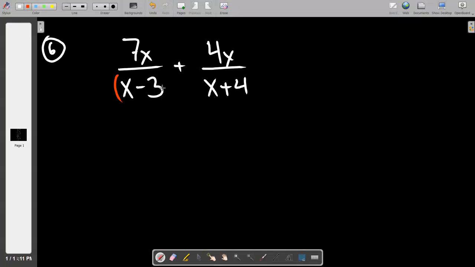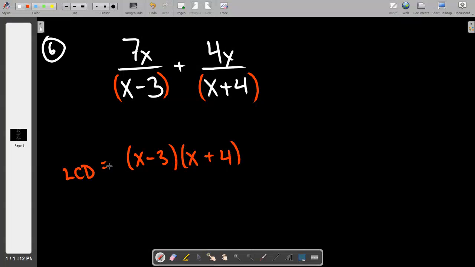This denominator is named x minus 3. This denominator is named x plus 4. If I'm going to make a little bag of pieces that would contain both of those, what would have to be in my little bag of pieces? I would need one of these and one of these. That is my least common denominator.